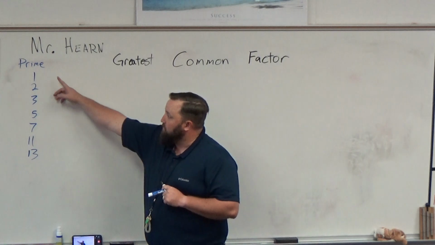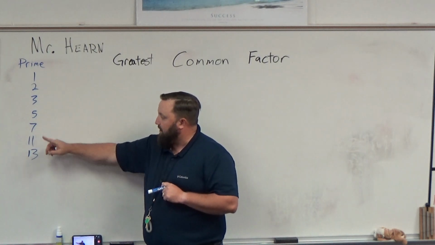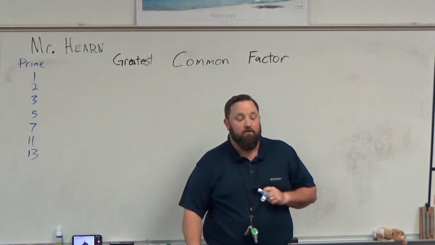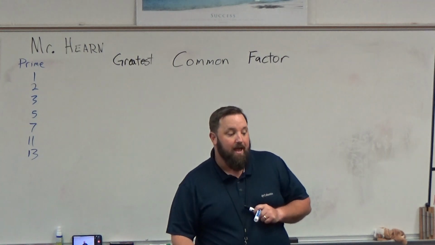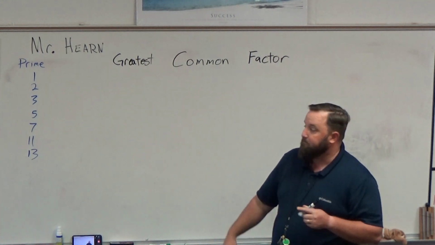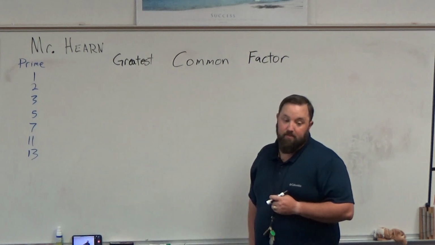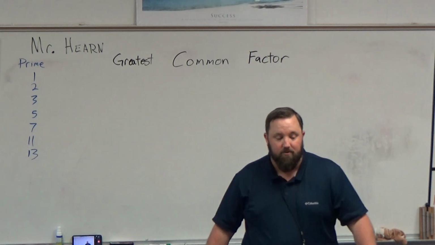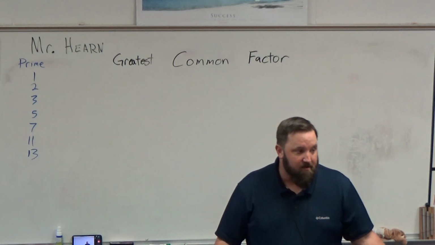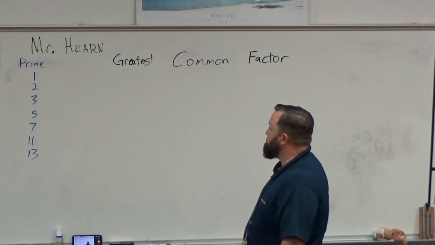So you can see 1, 2, 3, 5. You cannot divide them by another number and get a whole number as a quotient. All right. Notice there's only one even number, and that's 2. That's because the rest of the even numbers after 2, as we discovered yesterday, are divisible by 2.